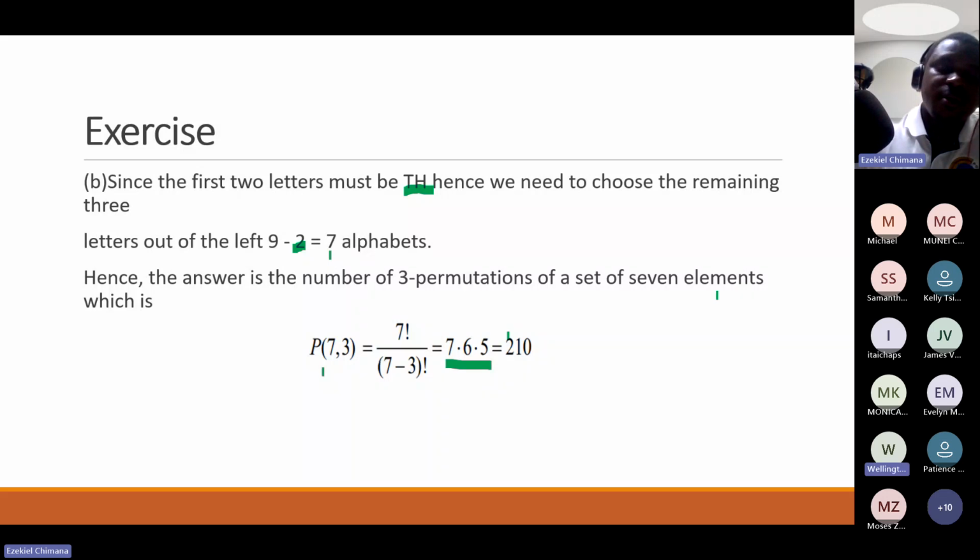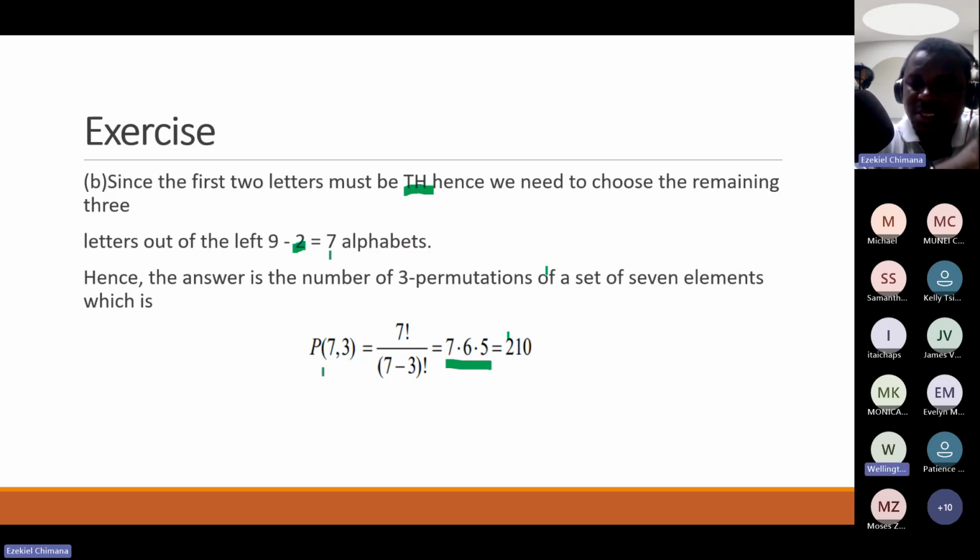Whenever you've got some repeated letters, you divide by the number of repeating letters. It will be a factorial. You divide by the total of the repeating element. If the element A is repeating 3 times, you divide by 3 factorial.